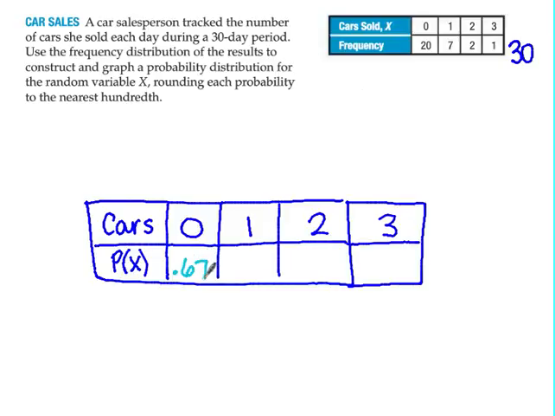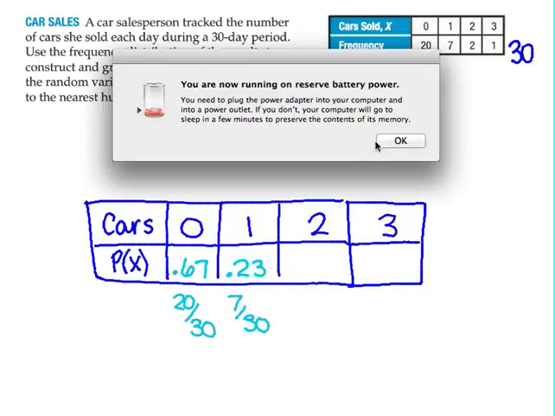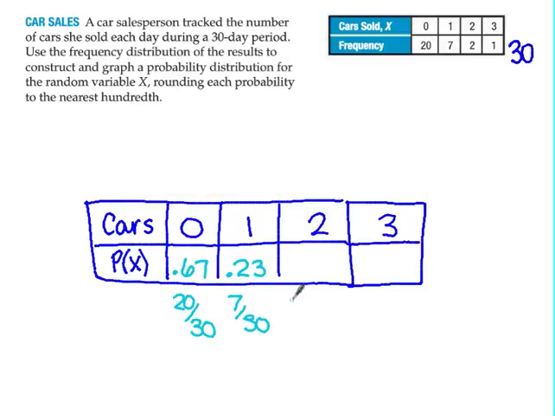What do I get for 1? Because this is 20 out of 30. Seven out of 30, what is that as a decimal? 0.23. Okay. What about the next one? What do I get on the next one? It'll be 2 out of 30, which is what? 0.07. And then let's do 1 out of 30. What do I get? 0.03.